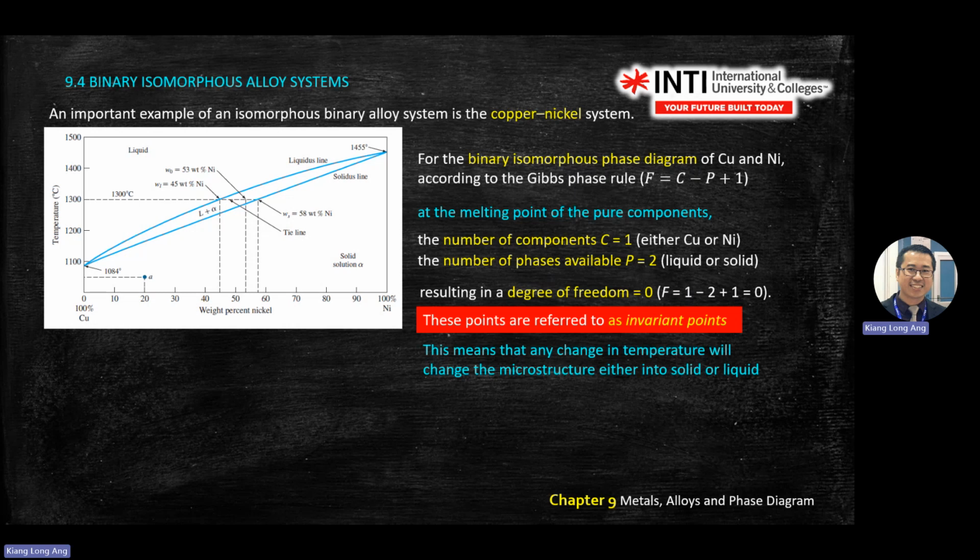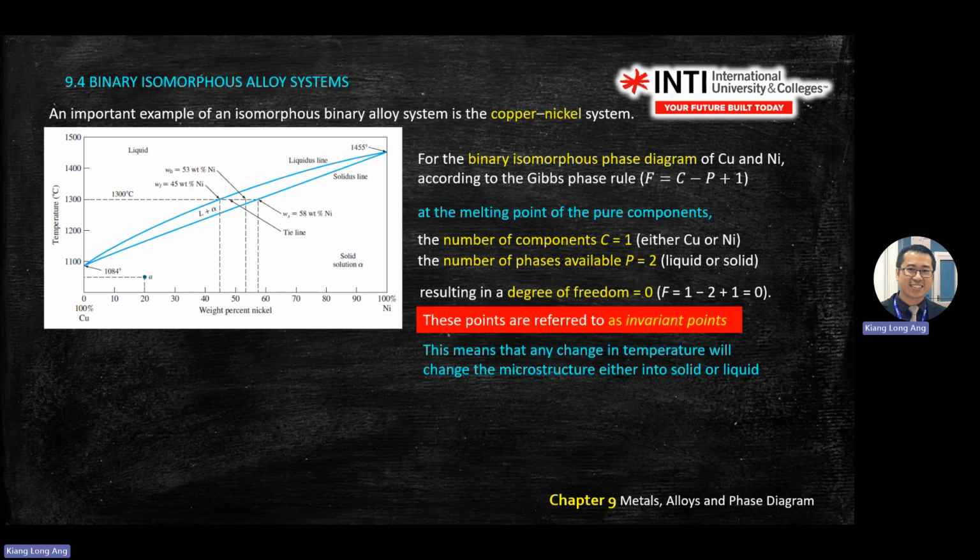Number of components is 2 in this graph. One is on the pure component. If you only want to look at the melting temperature for copper, it's 100% copper, only one component. So your phases cannot be 1 already. If you move from here, then here also 1. But here cannot be 1. Here is 2. Within 0 and 100 is 1.